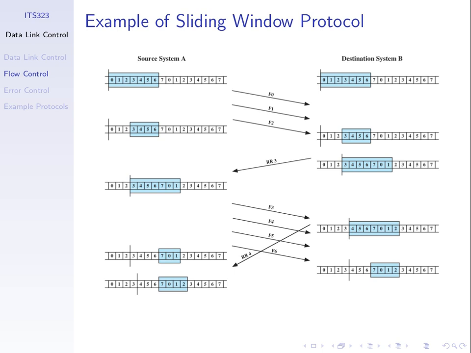The larger the window, the more efficient we can be, but we need a larger buffer at the receiver. That is, we use up more memory at the receiver. So that's one of the trade-offs that we need to consider.